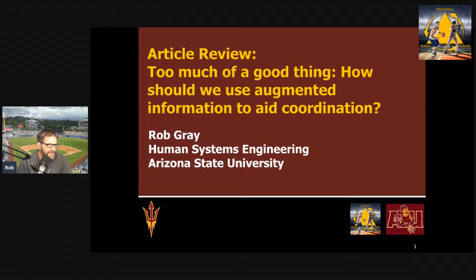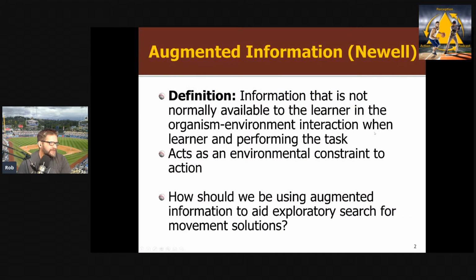So what we're talking about here is what Newell has called augmented information. Augmented information is any kind of information that is not normally available to us in the athlete-environment relationship, right? So anything extra that we can't sense ourselves. Giving you feedback on how hard you hit a ball, for example, is augmented information. And that's a specific type of information he called information feedback, right? So it could be feedback after the fact, like speed, or feedback during an action.